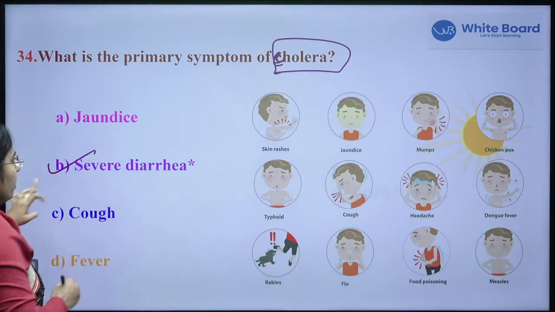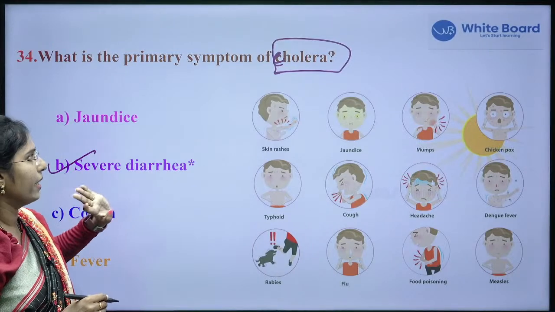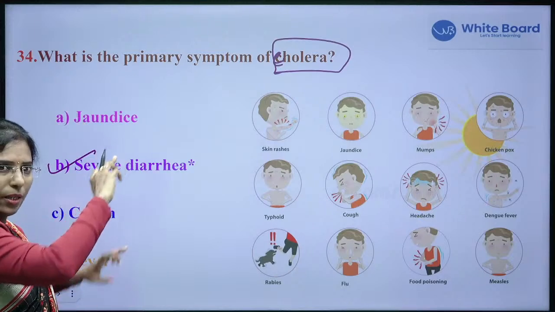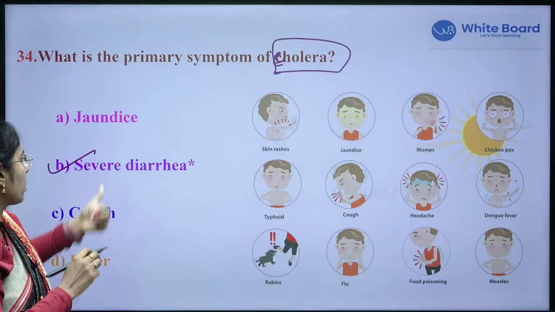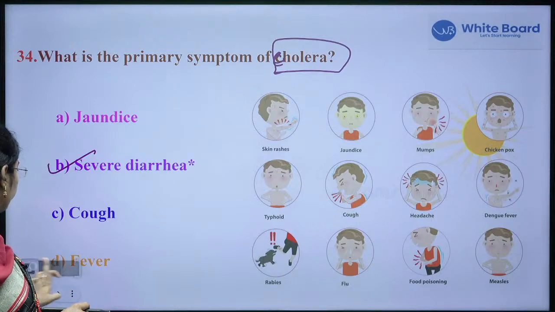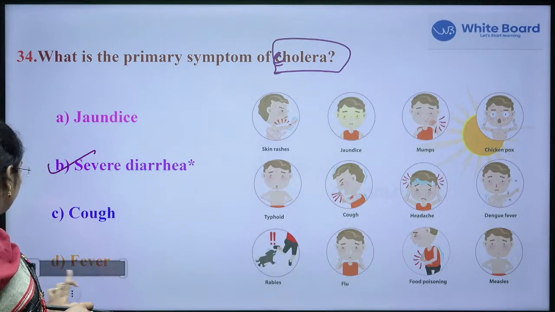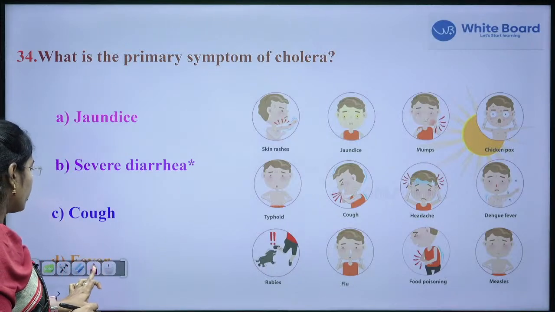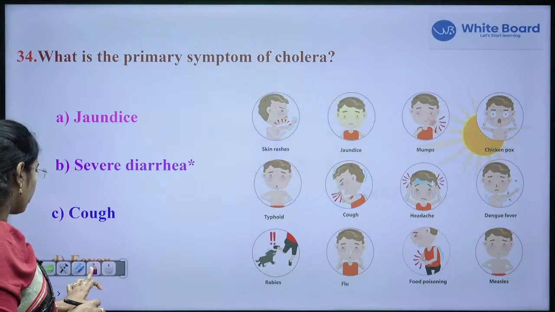The correct answer is severe diarrhea. Whereas jaundice is caused by the hepatitis B virus, as we have just seen. So, the correct answer is severe diarrhea. It is also known as rice water stools.